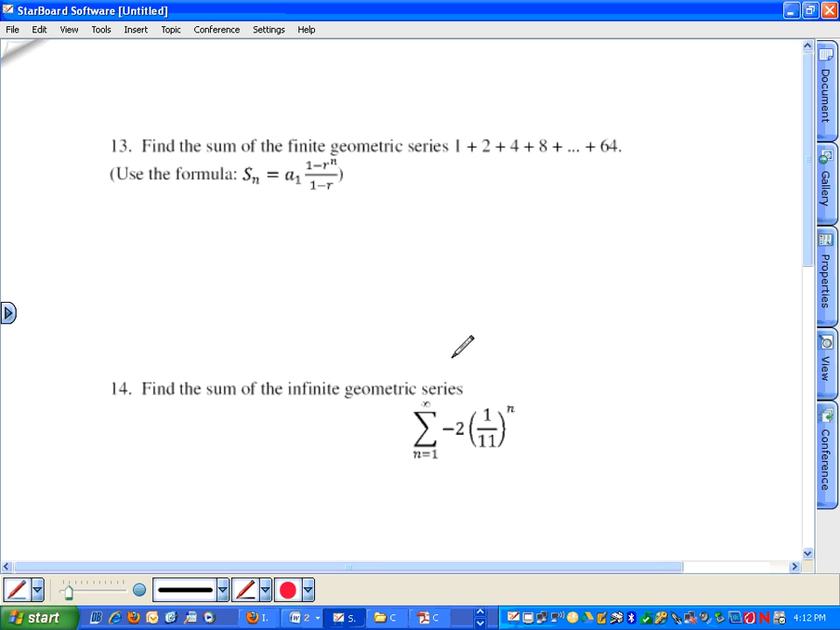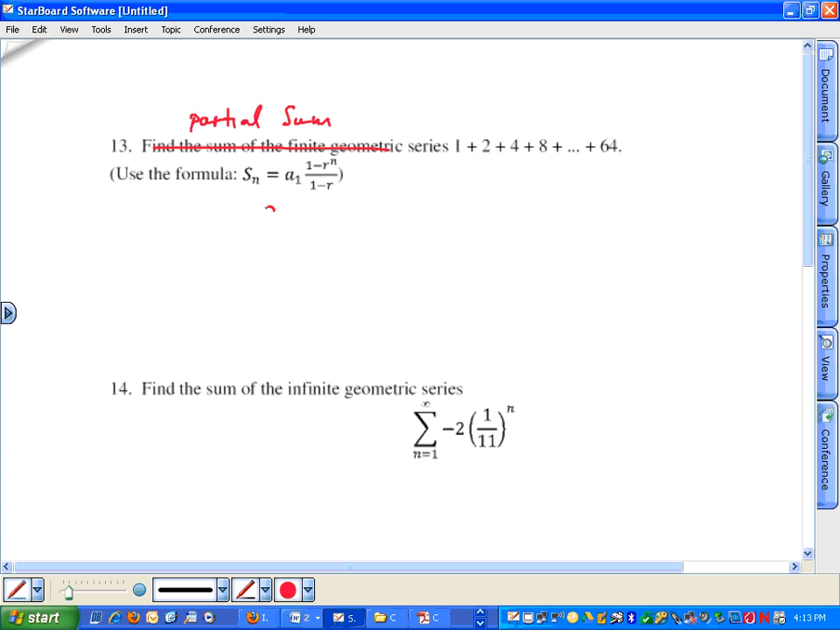Okay, the sum of the finite geometric series. I'm using words here that you might not be familiar with. Finite means ending or partial sum. Infinite would be the infinite sum. So the terminology I think the book used was partial. Find the partial sum of the geometric sequence.